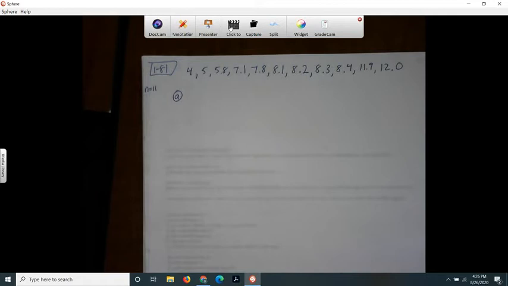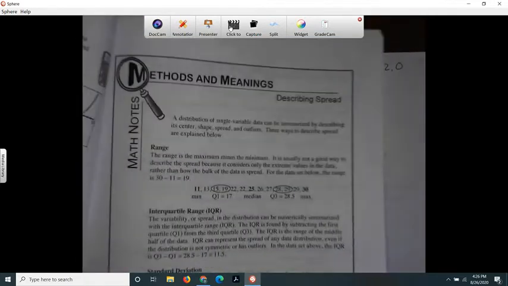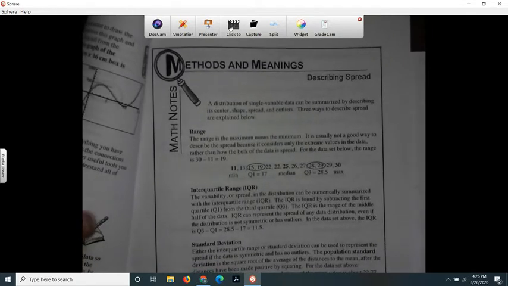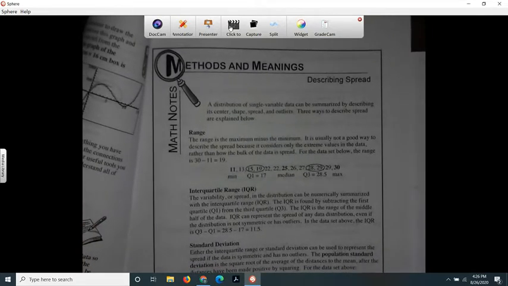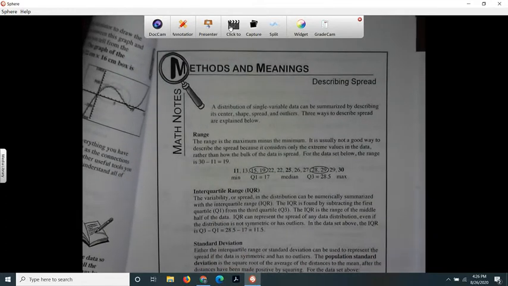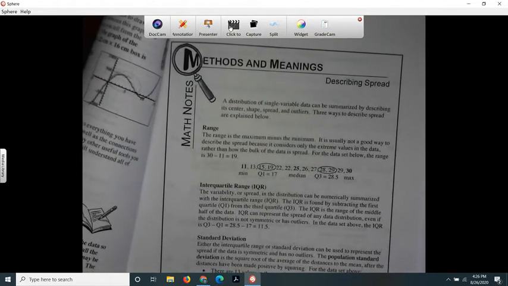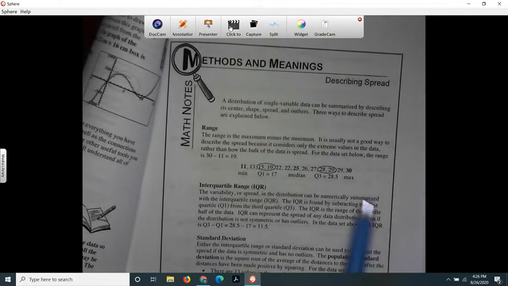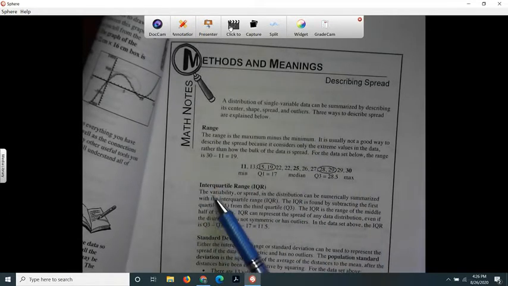So there's a math notes box on the page right before this problem, and your book kind of expects you to just read these, okay? And I expect you to read them. We are going to talk about this in class tomorrow, but let's read part of it. Let's just read the part about the interquartile range, because it had a bunch of data and it said, find the interquartile range.